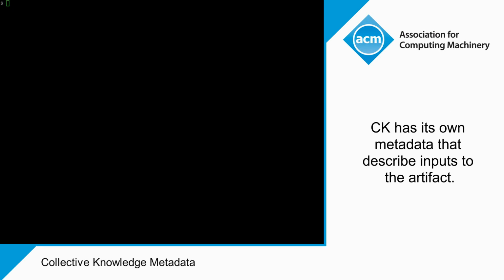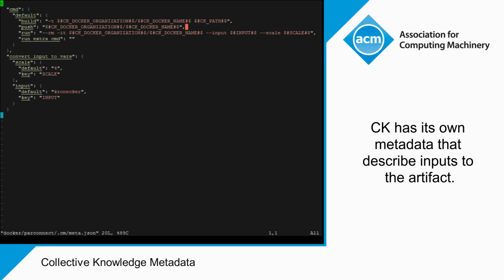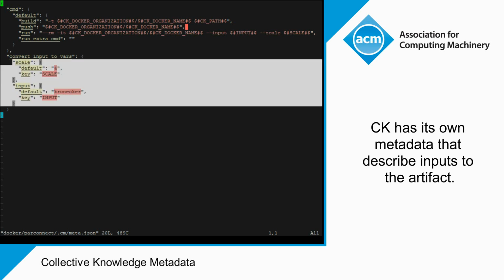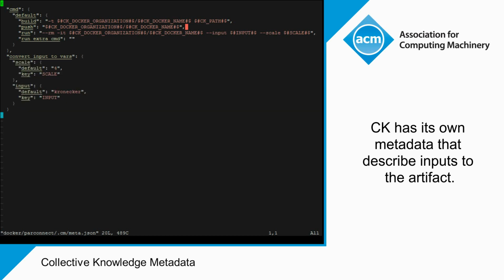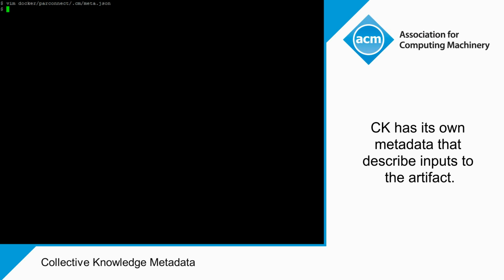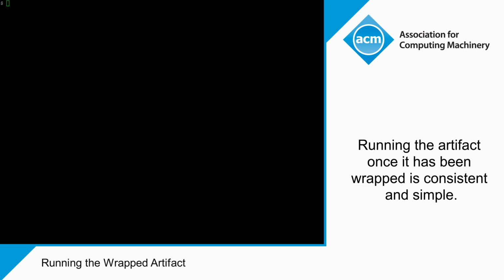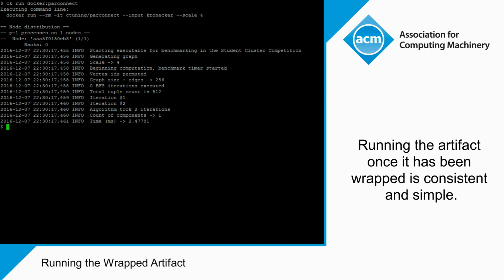Also, collective knowledge has its own metadata that can be used to describe how to invoke the software. You can specify input arguments so they can be used or even automated in a manner consistent with other collective knowledge artifacts. With that done, running the artifact is a single command. This will invoke Docker in the way we specified.